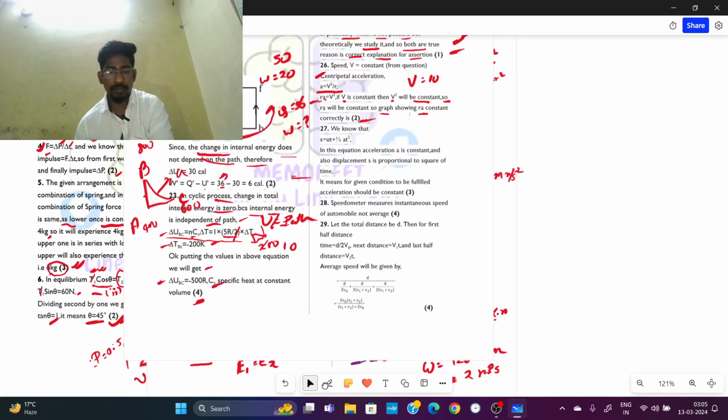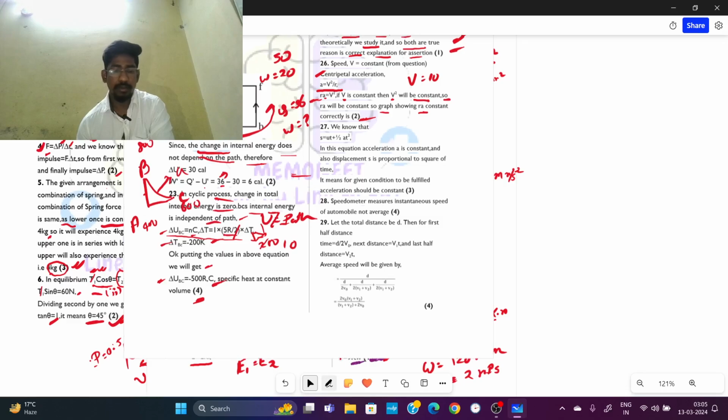Now moving on to the next question, that is question number 27, I think. Okay, if the displacement of a body varies as the square of the elapsed time, then what will we get? Now if you know this equation, s equals ut plus half at square, where a is the acceleration. In this equation acceleration is constant. If the acceleration is constant, then s is proportional to the square of the time. That means s is proportional to t square.